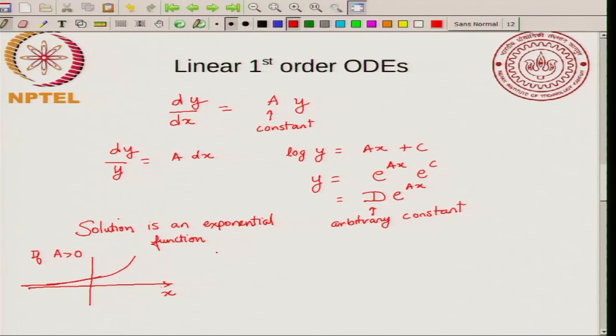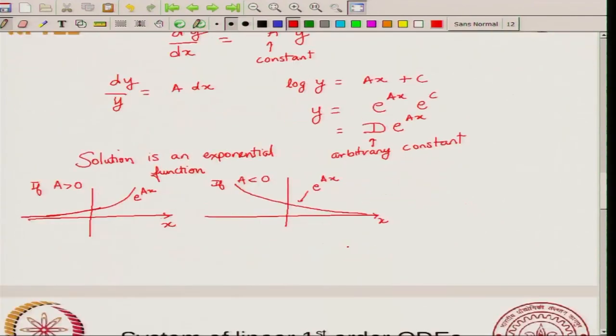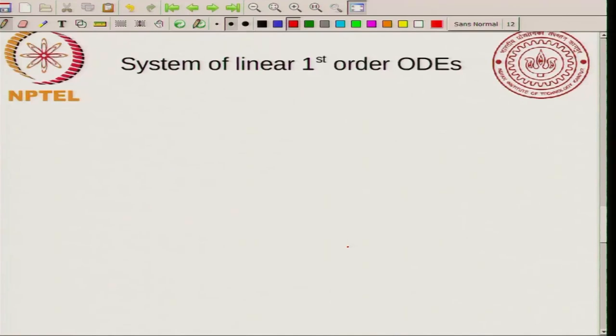If a is less than 0, then you'll have something which looks exactly the opposite way. So it goes to infinity, and then here it goes to 0. Okay. So that's what the solution e raised to ax looks like. This is a graph of e raised to ax, and this is also e raised to ax. So for a linear first order differential equation with a constant coefficient, e raised to ax is the solution. What happens if you have a system of linear first order differential equations?